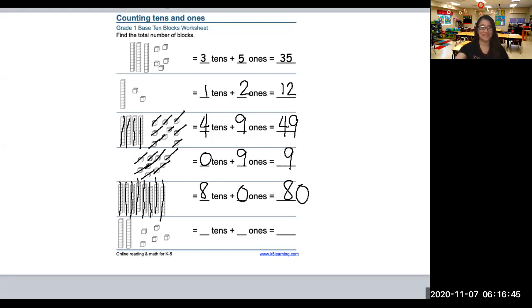Good job. And the last one. How many groups of 10s do you see? 1, 2. Wonderful job. There are 2 groups of 10. And how about those ones? 1, 2, 3, 4, 5. There are 5 ones. Put them together, you have the number 25. Great job. You guys are doing great.